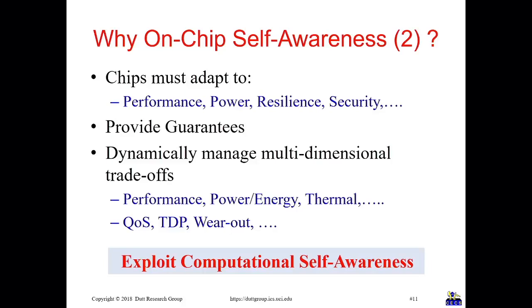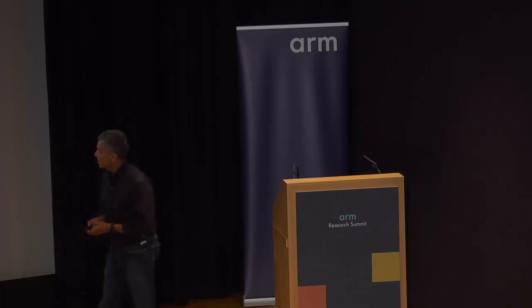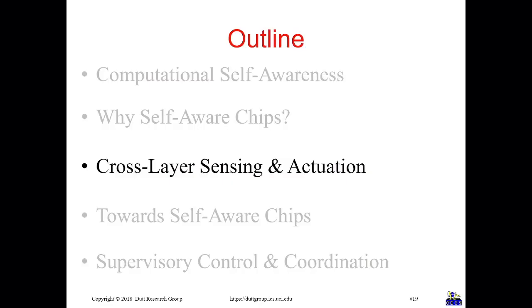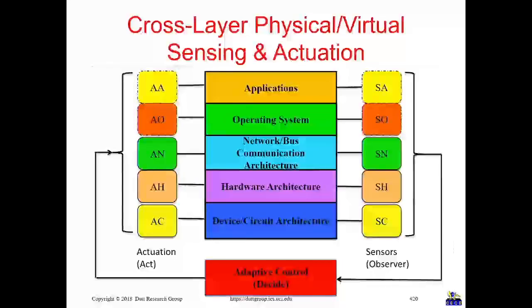So I think that there are a lot of lessons to be learned from trying to exploit this notion of computational self-awareness. And I'll try and give you a glimpse of how you could do that through two projects that we've done recently. So to do that, first, I think I want to emphasize something that we all know about, but we haven't been maybe thinking about it that way, which is this notion of cross-layer sensing and actuation.